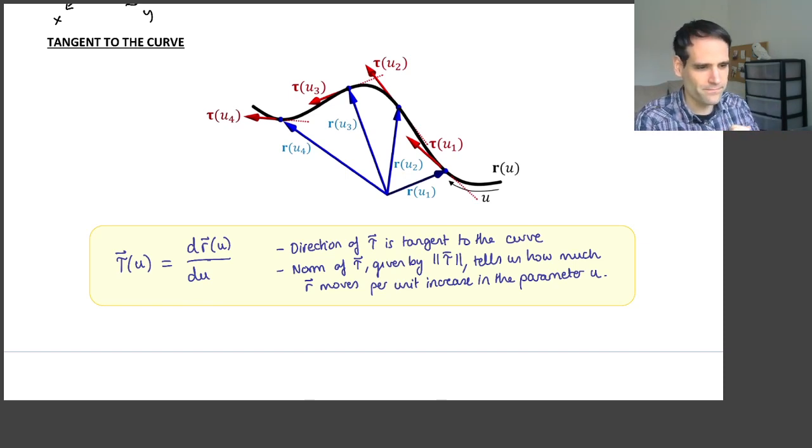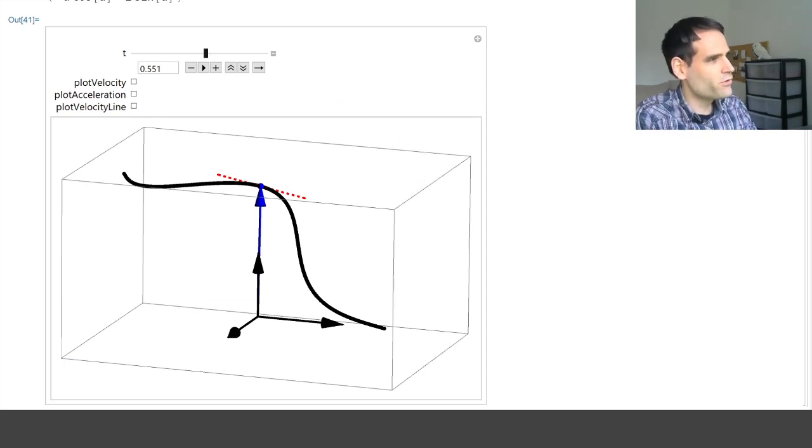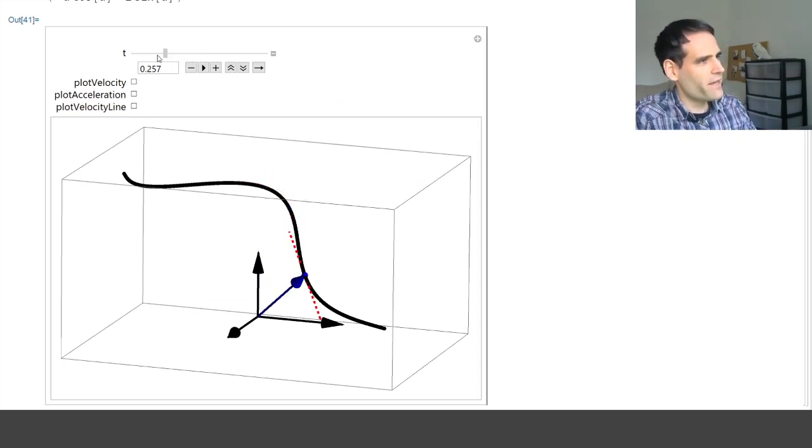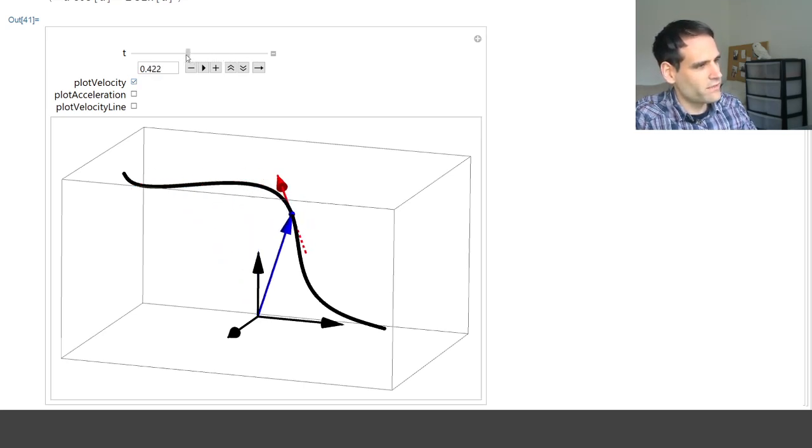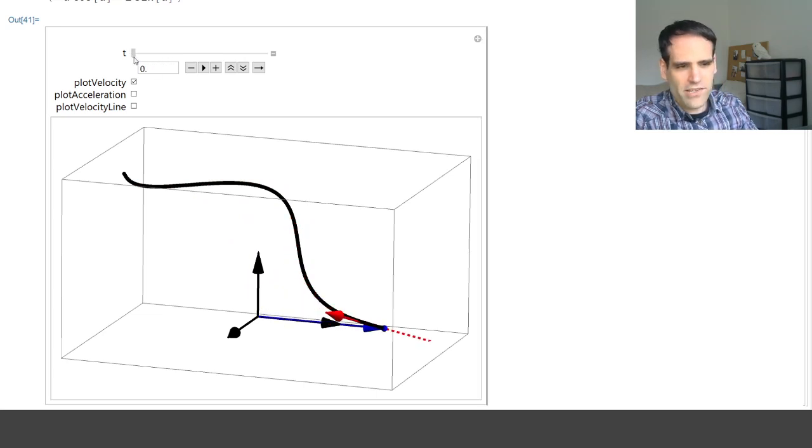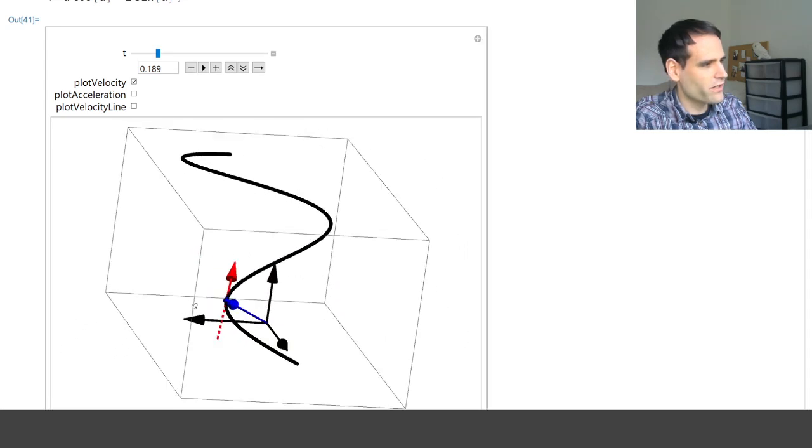Okay? If we go back to our applet in Mathematica, where I could change the parameter t, and this would change the position r. So imagine that this is the position vector of a fly moving around the room. So if I now calculate the derivative of r with respect to t, I get the red arrow, which is indeed the velocity of the fly at each instant in time. So you can see that when I change time, the velocity is also changing, and it's always tangent to the curve.